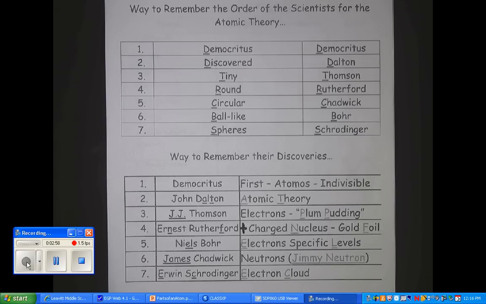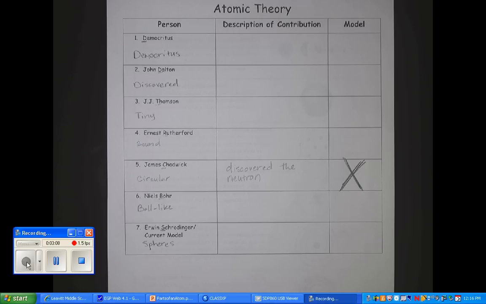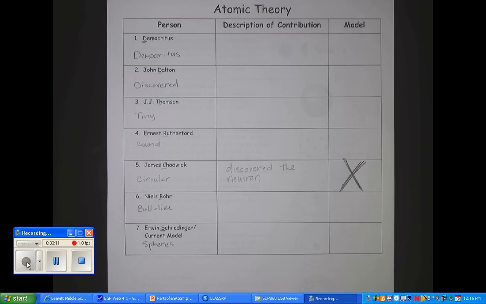Okay, so this is already recorded in your notes. Next, in your notes, is the table we had to make. I did two things up here for you. All you need for James Chadwick is he discovered the neutron, and I crossed out the model box because there is no model. He just discovered the neutron. So you have this table already done in your notebook, and the next thing I'm going to put up is the information that we're going to use to help us fill in our table.